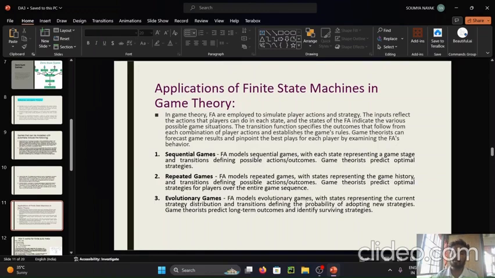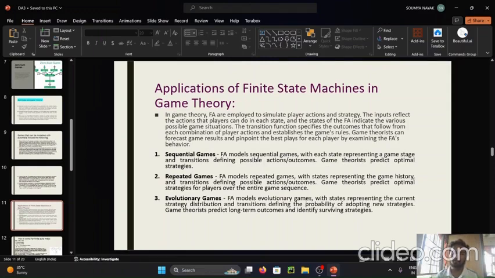In game theory, finite automata are employed to simulate players' actions and strategy. The input reflects the action the player can take in each step. The state of the finite automata indicates the various possible game situations. The transition function specifies the outcome that follows from each combination of player actions, and establishes the game's rules. Game theorists can forecast game results and pinpoint the best strategy for each player by examining the automaton's behavior. So here you have three types of games: sequential games, repeated games, and evolutionary games.